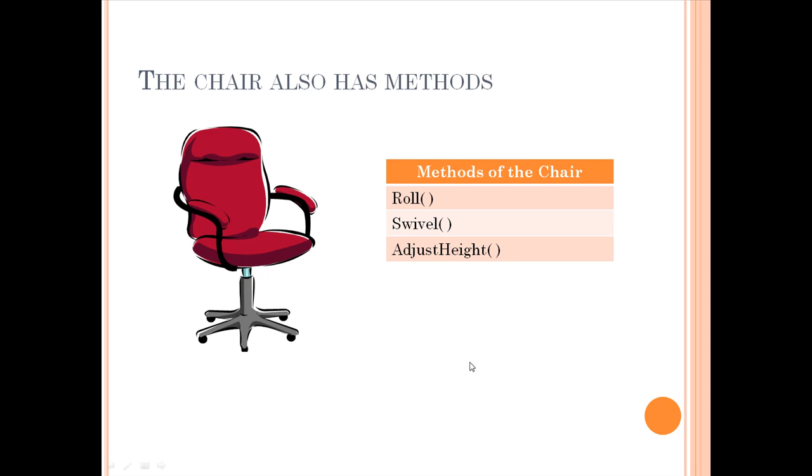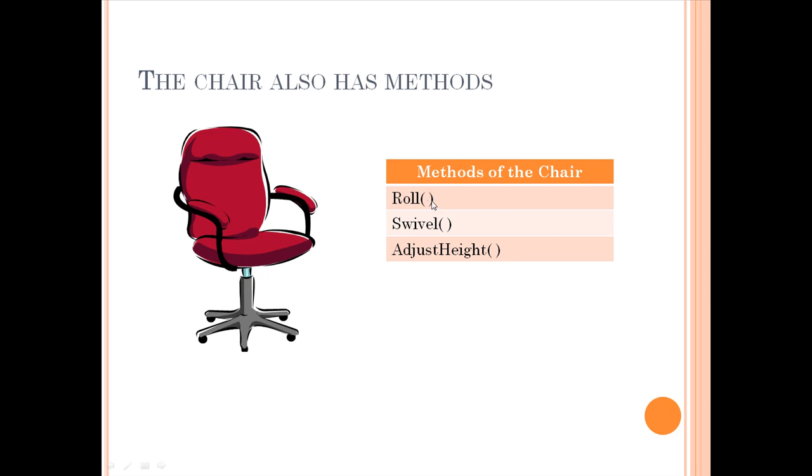Okay, methods are things the object can do. Capabilities that the object has. For example, this chair can roll across the room, right? So it has a roll method. This chair can swivel on its base, so it has a swivel method. This chair can have its height adjusted, so it has what I'm calling here an adjust height method.